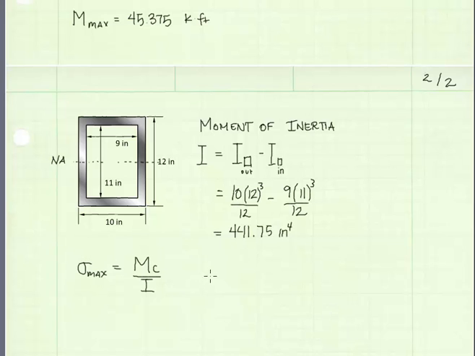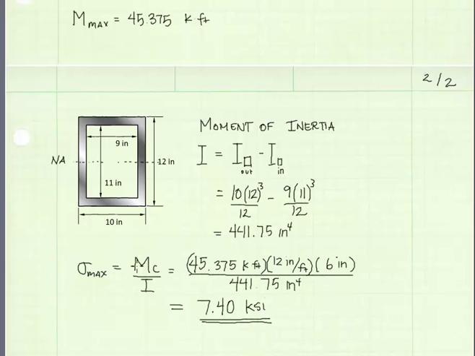Finally, we're ready to calculate the maximum stress. We're going to use this equation, which is maximum stress equals the moment times c divided by the moment of inertia. We plug in for M, our max moment, which is 45.375 kip feet. Because we want stress to come out in KSI, units of kips per square inch, we need to convert feet to inches. So we're going to multiply by 12 inches per foot. That cancels out our feet.